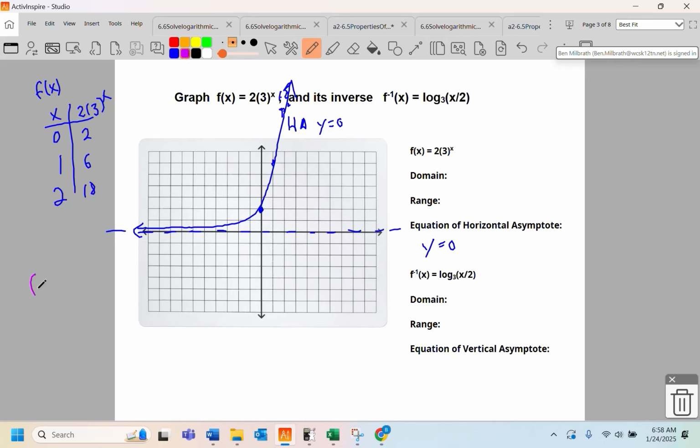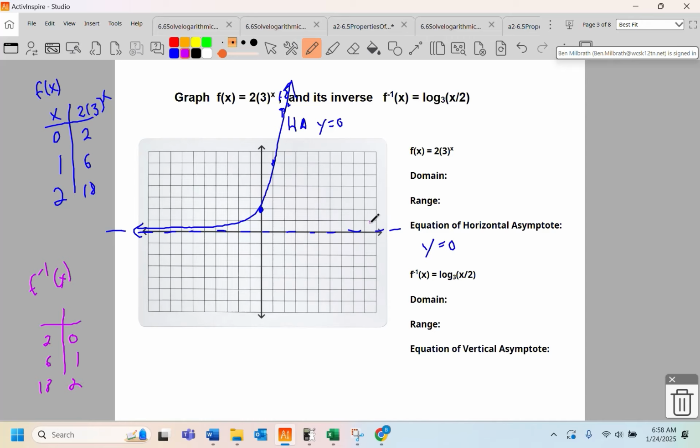Now I talk about its inverse. Things get swapped. So 0, 2 becomes 2, 0. 1, 6 becomes 6, 1. And this thing becomes 18, 2. We might be all right.